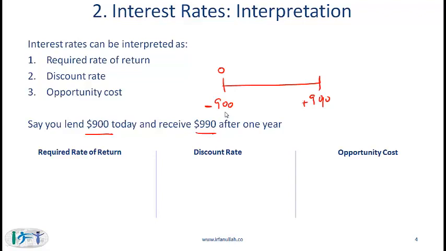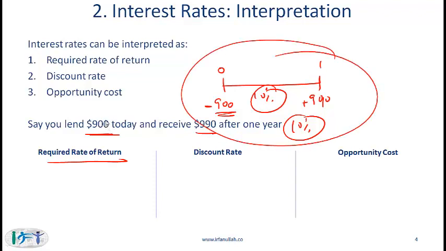The fact that you are willing to do this, you are willing to give $900 today on the condition that you get 990 after 1 year, means that to engage in this transaction you are requiring a return of 10%. I'm sure you can calculate this, given that you are lending 900 today or investing 900 today and getting 990 after 1 year, that interest rate is 10%. And the required rate of return interpretation is simply saying that you require a return of 10% to engage in this overall transaction. So that is the required rate of return interpretation.